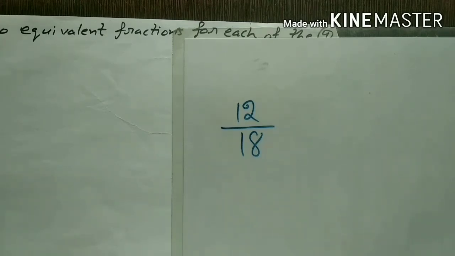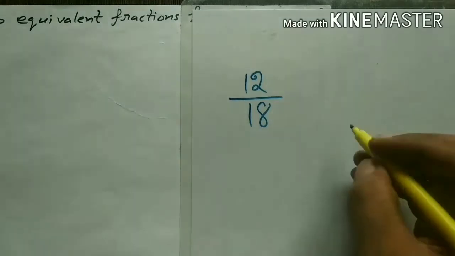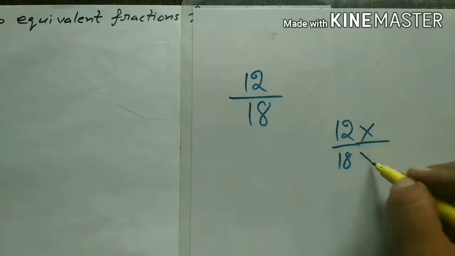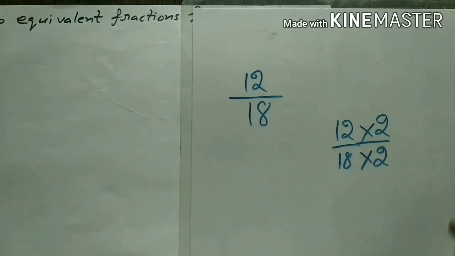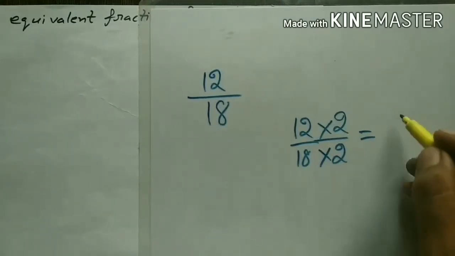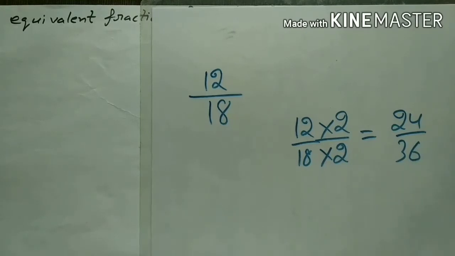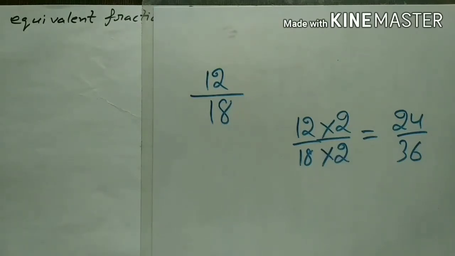See how. Now the given fraction is 12 by 18. If I multiply the numerator and denominator by the same number, 2, then what are the answers? 24 and 36. Now this is the answer. So 24 by 36 is the equivalent fraction to 12 by 18.